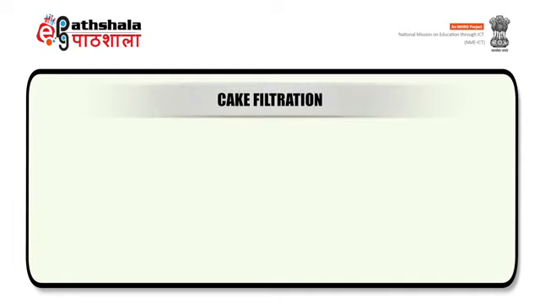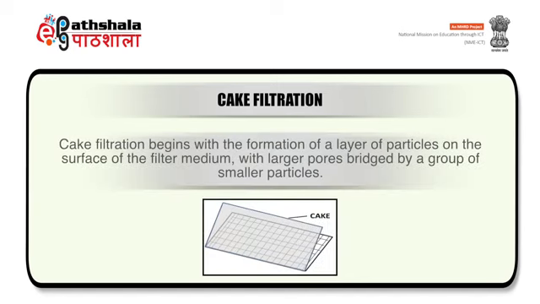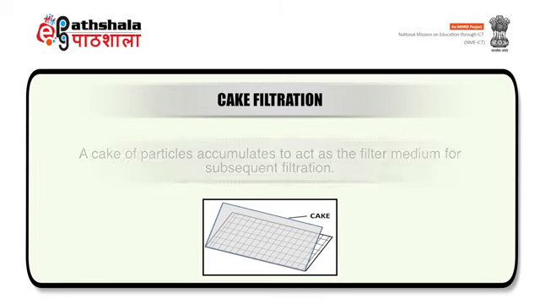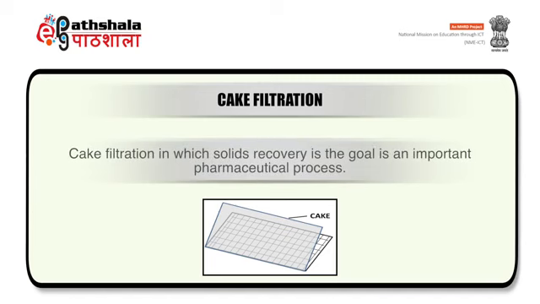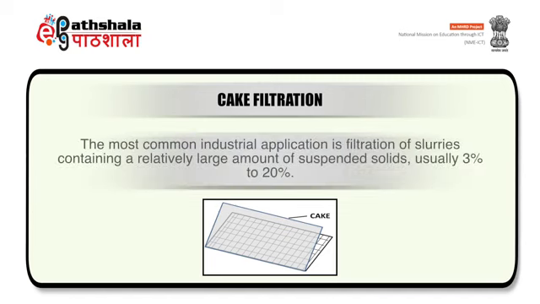Fourth is cake filtration. Cake filtration begins with the formation of a layer of particles on the surface of a filter medium with larger pores bridged by a group of smaller particles. The cake acts as the filter medium for subsequent filtration. It is mainly used where solid recovery is the main goal. It can be used for filtration of slurries containing a relatively large amount of suspended solids, usually 3% to 20%.